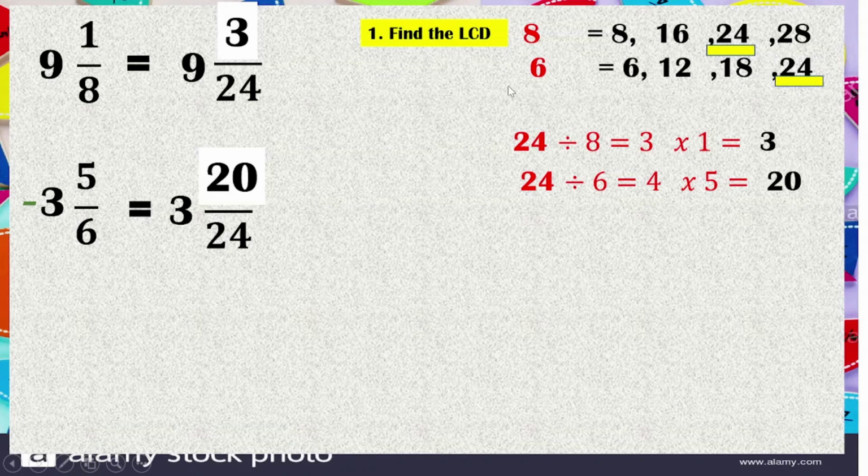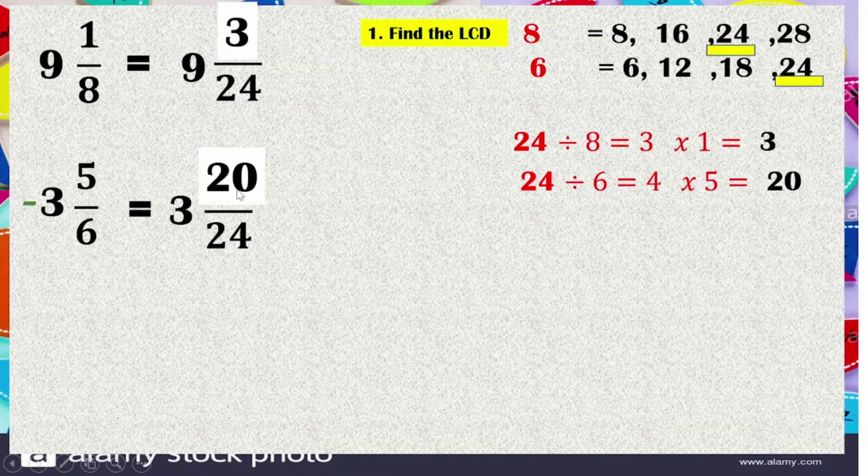So, nakuha na natin yung LCD. They have the same denominator na. Okay? Meron na rin tayong new mixed fraction. Nandiyan na. So, 9 and 3 over 24 and 3 and 20 over 24. So, kung makikita nyo, pwede na natin silang isubtract, right? Kasi the same na yung kanilang denominator, right? Then, yung whole number nila, kayang-kaya i-minus. 9 minus 3 is 6. Ngunit, yung 3 minus 20, hindi maaari. Diba? Kaya doon tayo magre-regroup.